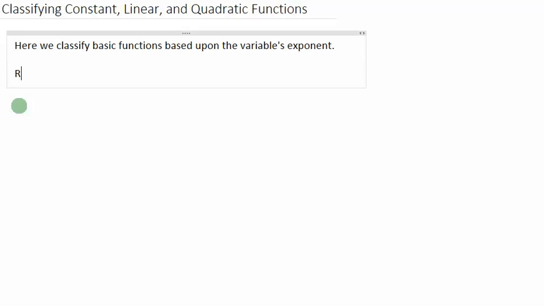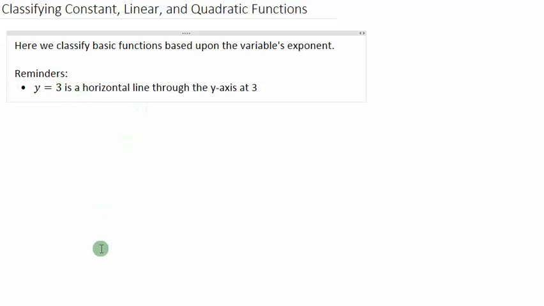And I want to remind you, you may already know these equations. If you have an equation like y equals 3, then that is a horizontal line, if you were to graph it, through the y-axis at 3. And there's nothing special about 3. That was just an example. But the idea is when there's no variable here, you get a horizontal line.